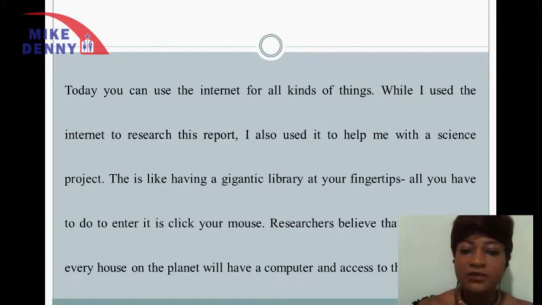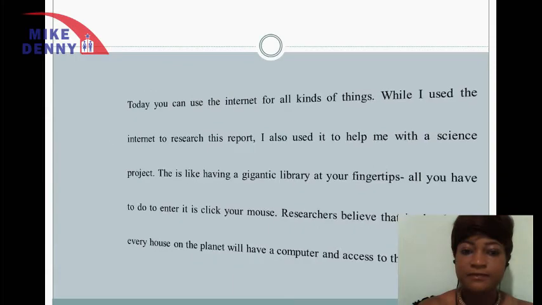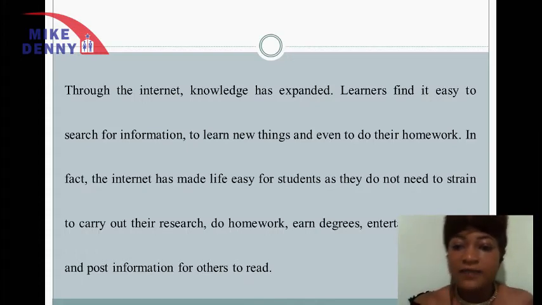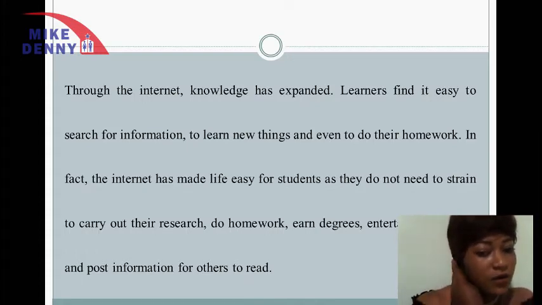All you have to do to enter it is click your mouse. Researchers believe that in the future, every house on the planet will have a computer and access to the internet. Through the internet, knowledge has expanded. Learners find it easy to search for information, to learn new things, and even to do their homework. In fact, the internet has made life easy for students as they do not need to strain to carry out their research, do homework, earn degrees, entertain themselves, and post information for others to read.